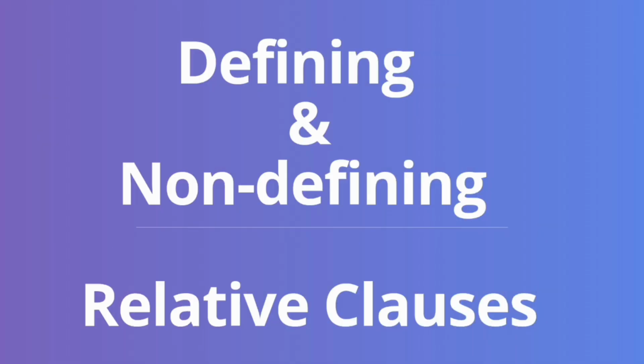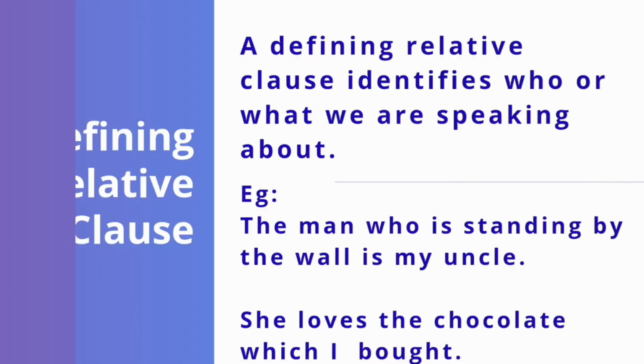Now with that, we know what a relative clause is. Let's take a look at defining and non-defining relative clauses. A defining relative clause identifies who or what we are speaking about. Example, the man who is standing by the wall is my uncle. Note that it's not someone who is standing outside, but who is standing by the wall.